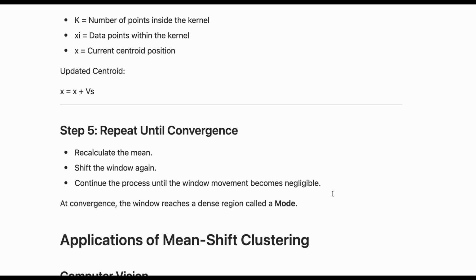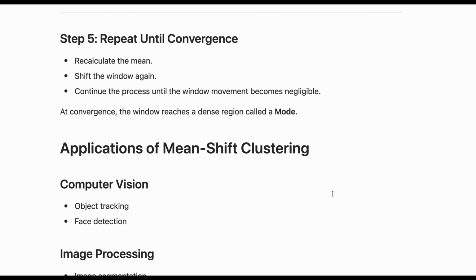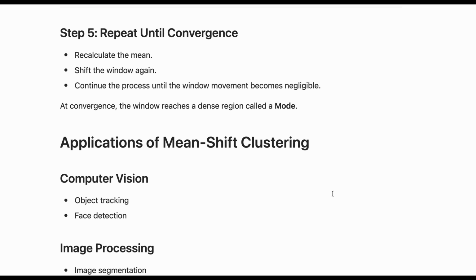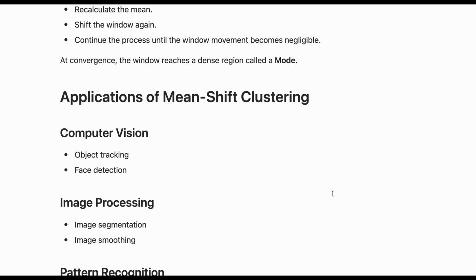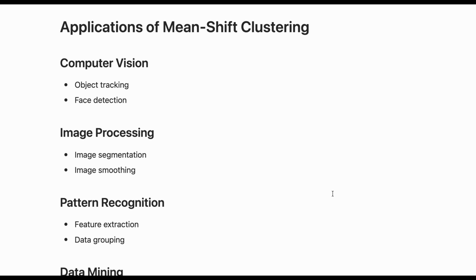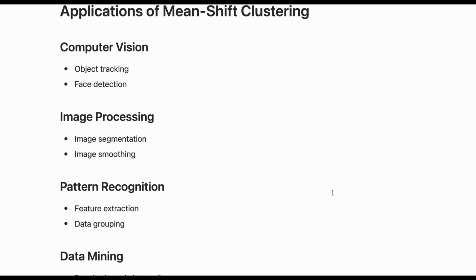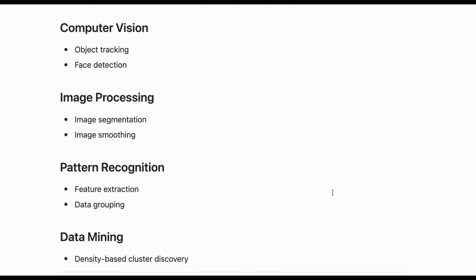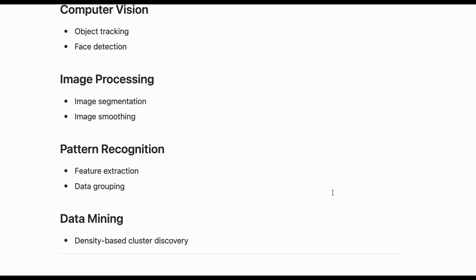Now let's look at some applications of mean shift clustering. In computer vision, it is used for object tracking and face detection. In image processing, it is used for image segmentation and image smoothing. In pattern recognition, it helps in feature extraction and grouping similar data. And in data mining, it is used for discovering density-based clusters.